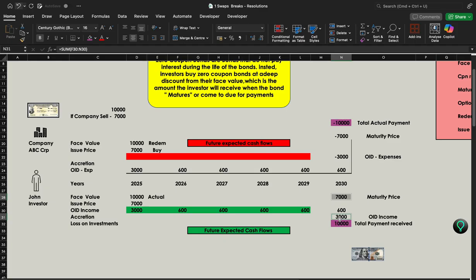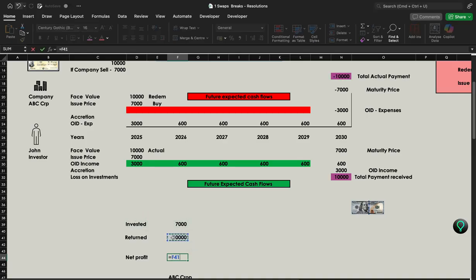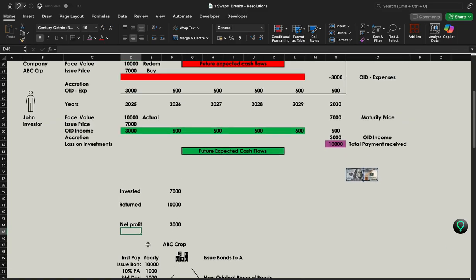Now if you ask me, sir, what is the benefit to the investor in this case? The benefit is simple. The investor's invested amount is 7,000 and the returned amount is 10,000. So calculate net profit: total returned amount minus 7,000, which is 3,000. So that would be the profit of the investor in this case.